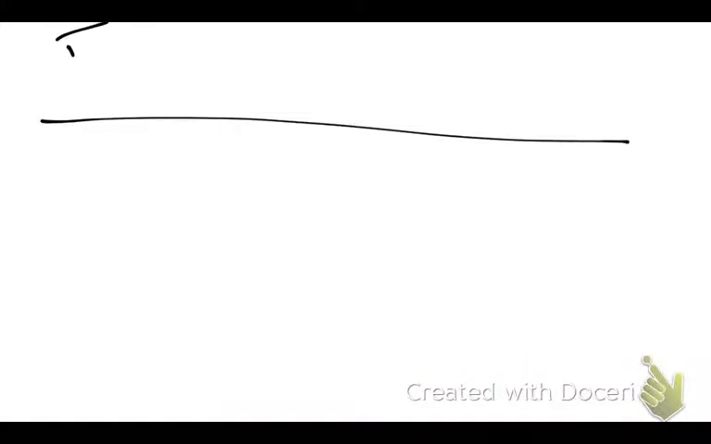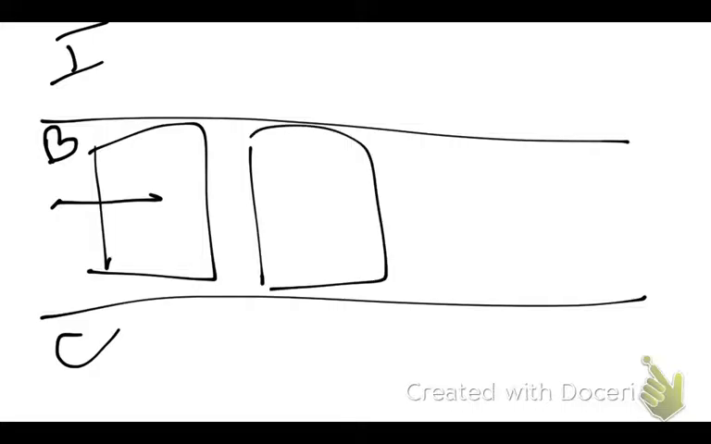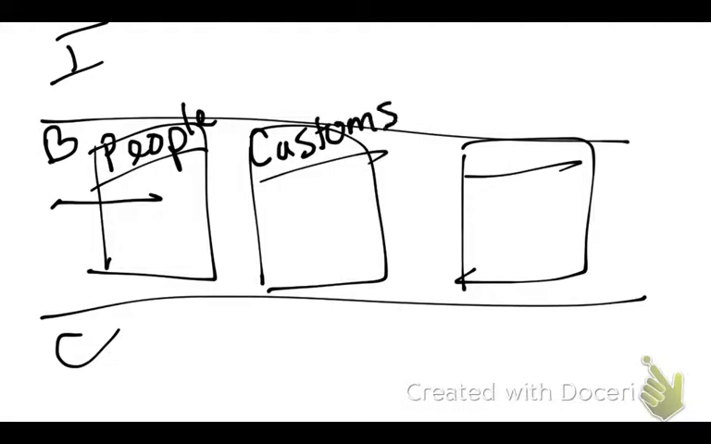So let's go back to my plan. Again, I have introduction, oops, body, conclusion. I have my 3 boxes. And now I'm going to put titles. So my first one was all about people of Africa. My second one was all about customs. And my last one is if I would live there or not. Okay? So I'm going to put live question mark.